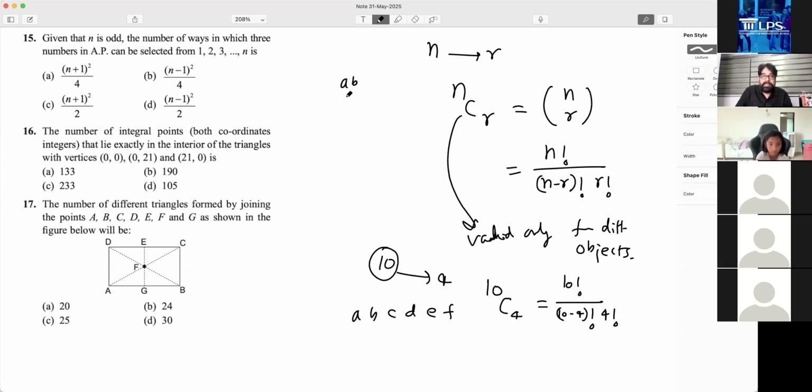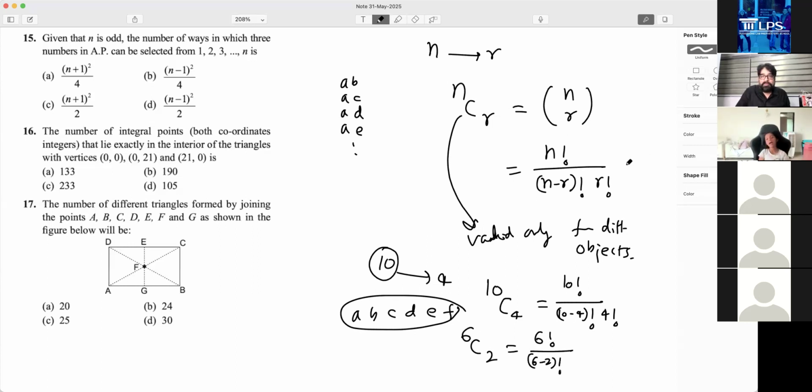You'll say AB, then AC, then AD, then AE. This calculation will take time. So for that, we can do it this way also. Total 6 objects are there. I want to select 2 objects. So that will be 6C2. So 6 factorial divided by 6 minus 2 factorial, you can use this formula, into 2 factorial. So that will be 6 factorial by 4 factorial into 2 factorial.